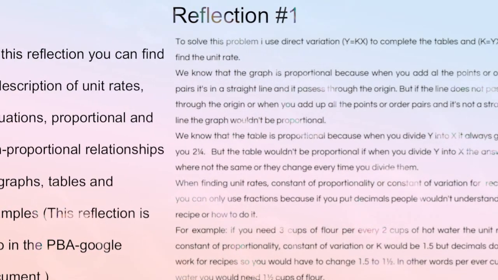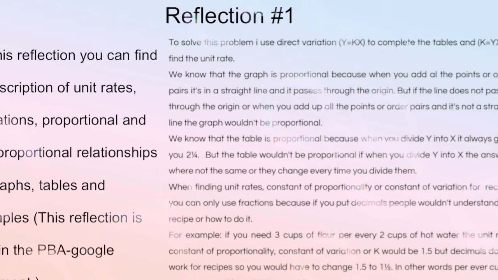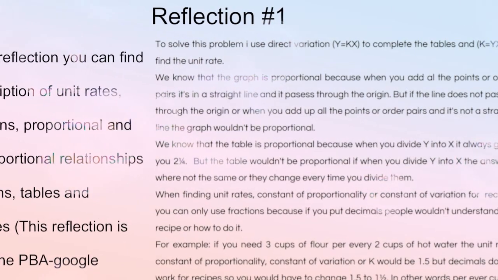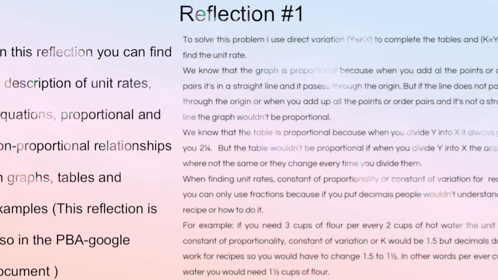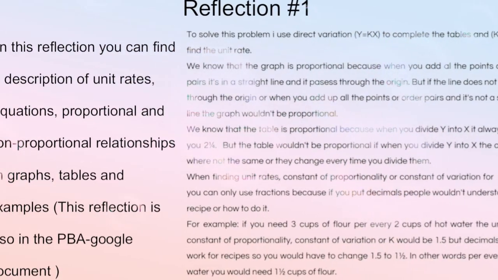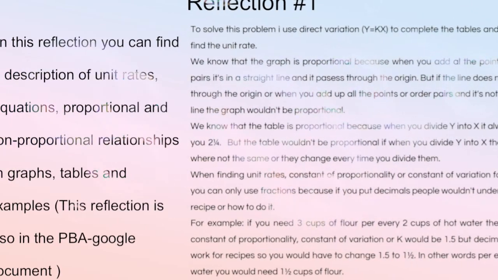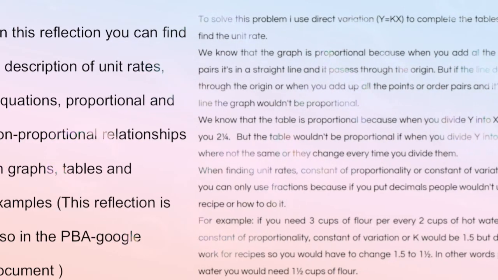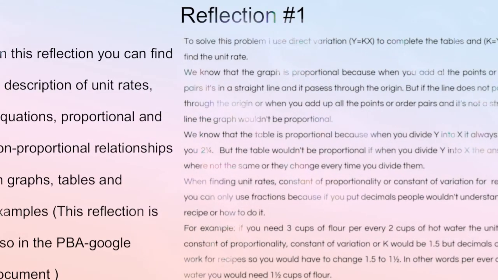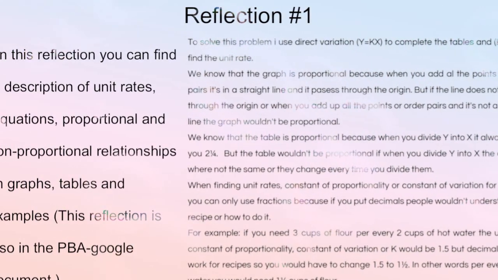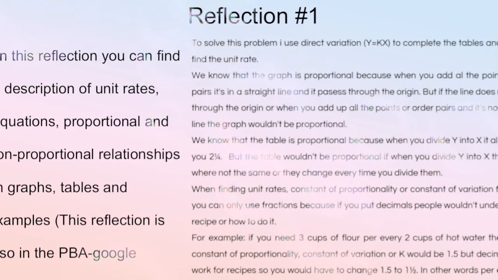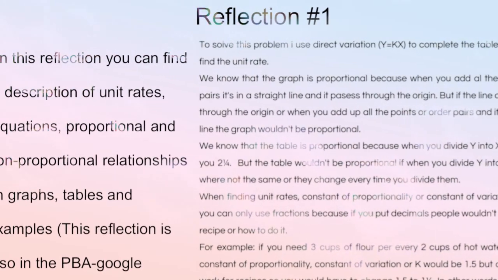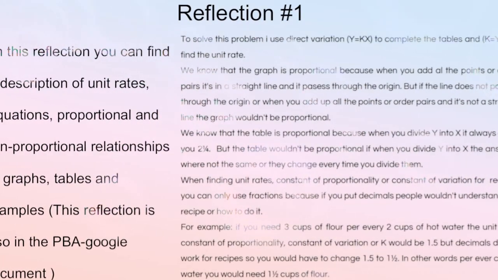Reflection 1. On this reflection, you can find a description of unit rates, equations, proportional and non-proportional relationships in graphs, tables, and examples. This reflection is also in the PVA Google document. To solve this problem, I use direct variation, y equals kx, to complete the table, and k equals y/x to find the unit rate.